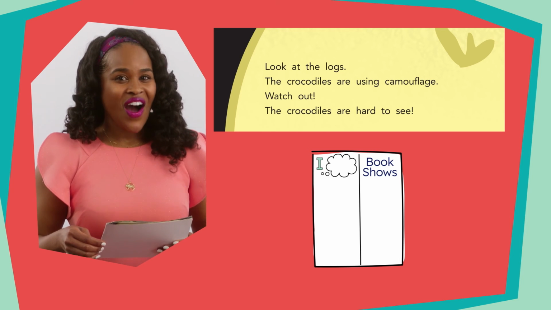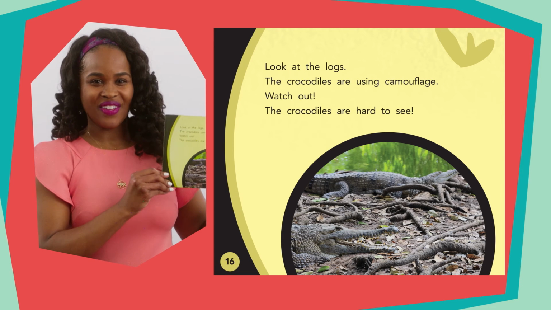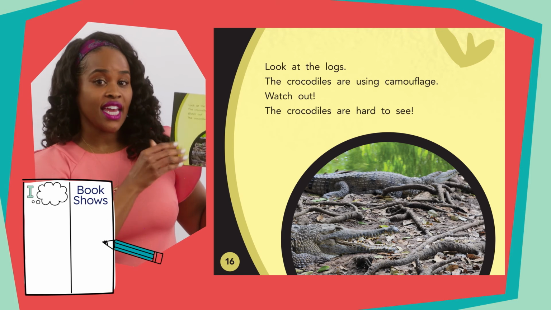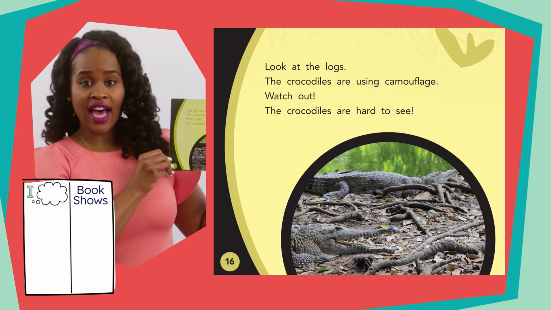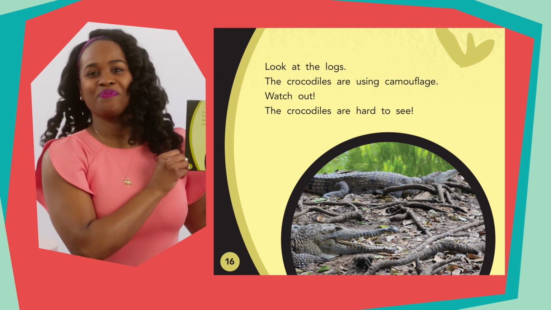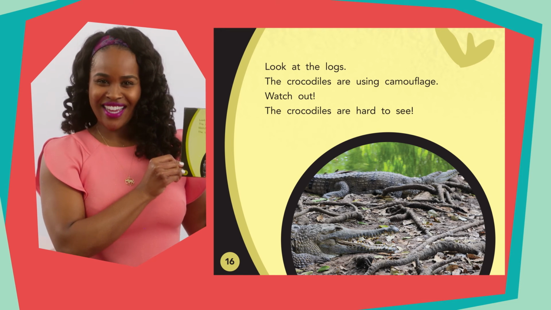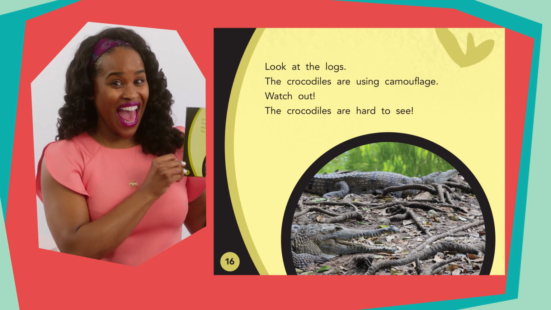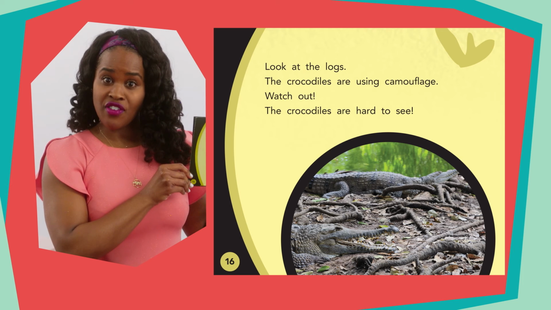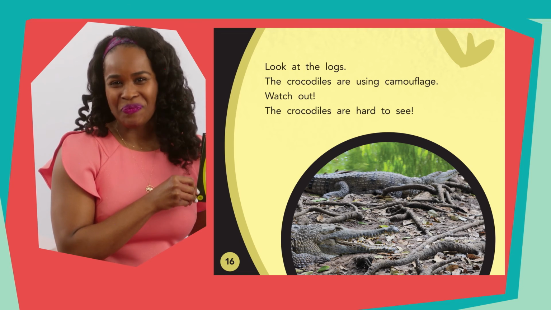Awesome thinking. Okay, now I'm going to show you the actual photograph. Under "book shows," what are 1 to 2 details that you see in the picture that you didn't visualize? Write that down under "book shows." What did you write down for book shows? That was a great observation. Did the photograph help you to understand the text even more? It did. That is spectacular.